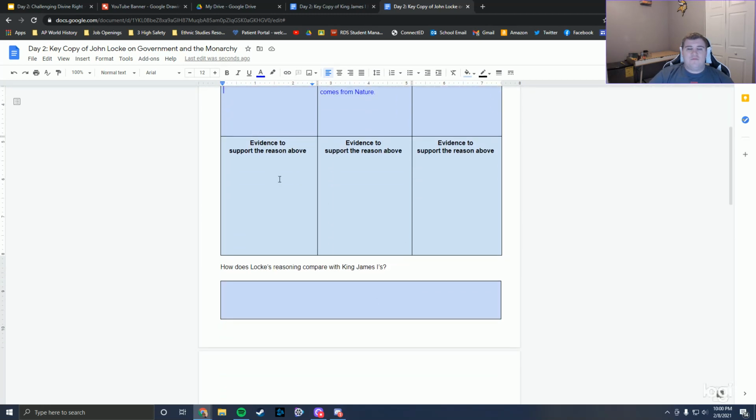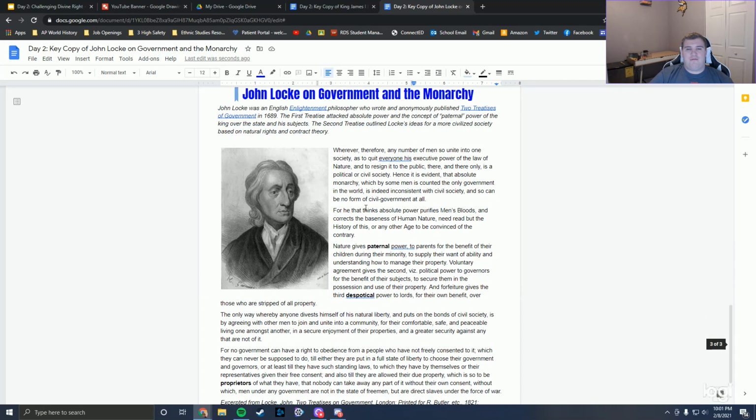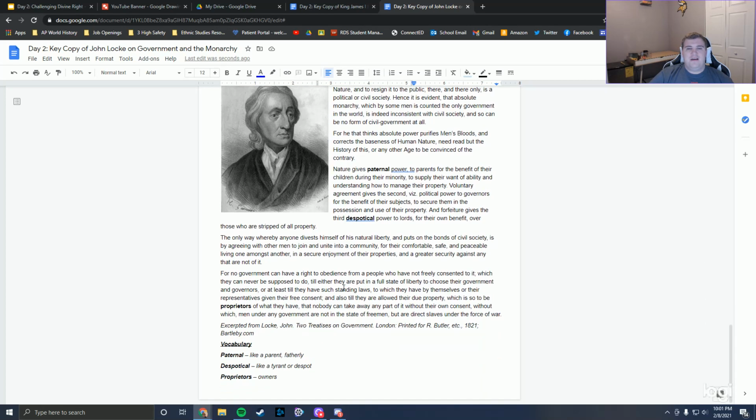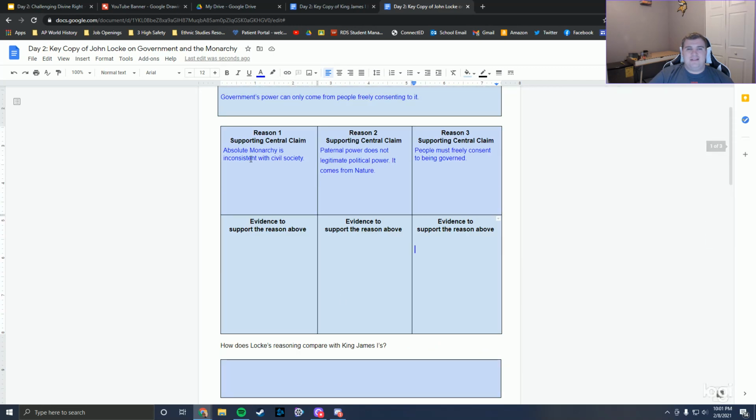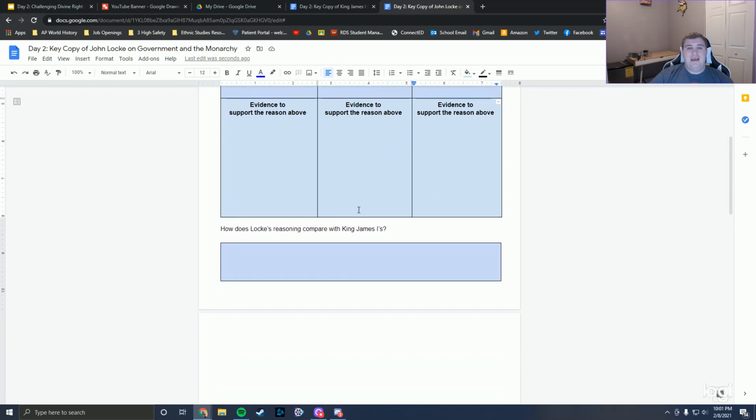Now, this is what I want you to do after this. I want you to go through the evidence that supports each of these reasons, or the things you can elaborate on a little bit more, to go over the reasons that support his central claim. And then from there, I want you to answer this question: how does Locke's reasoning compare to King James I's? Okay, so that is what you're doing for today.